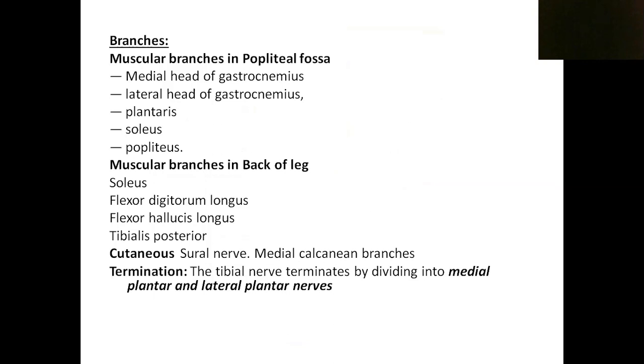See, it gives some muscular branches in the popliteal fossa. What are the muscular branches in the popliteal fossa? It gives a muscular branch to the medial head of the gastrocnemius, then the lateral head of the gastrocnemius, plantaris, and soleus. Means gastrocnemius, soleus, and plantaris muscles. When it is in the popliteal fossa, it gives muscular branches to the gastrocnemius muscle, soleus muscle, plantaris muscle.